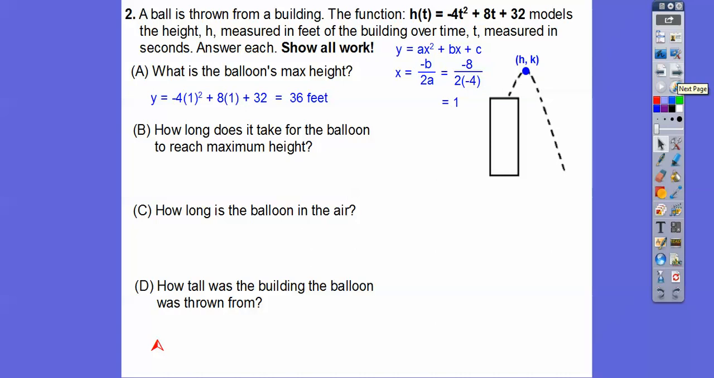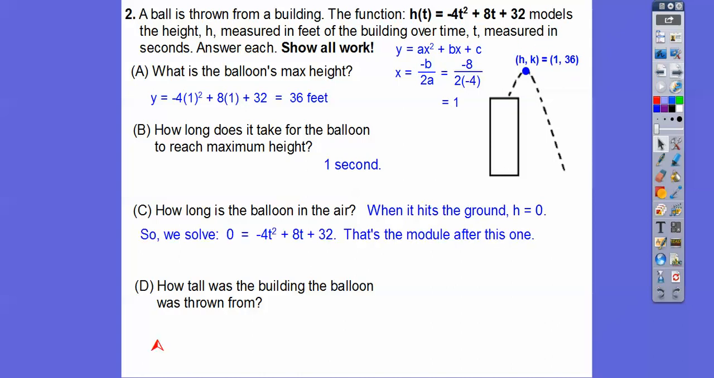So how long does it take for the balloon to reach the maximum height? Well, that was that 1 second right there, okay? How long is the balloon in the air? Well, when that balloon goes all the way up and then comes back down, then it hits the ground, it's no longer in the air. So that's when the height is 0. So we set this equal to 0 and solve for t. For now, I'm not going to solve this, because the next module is all about factoring. So we'll factor that later. But it's in the air until it hits the ground again.